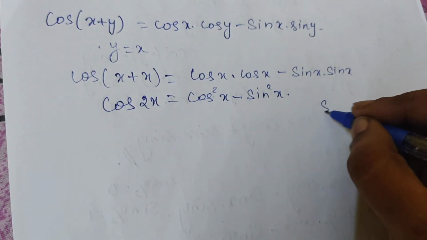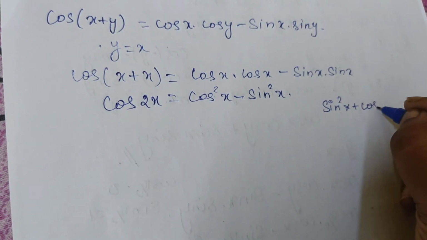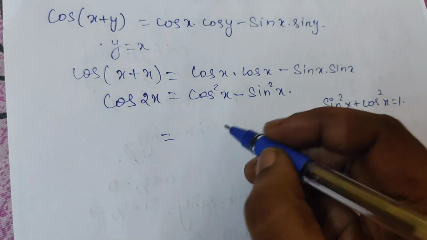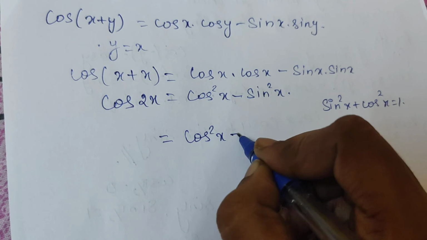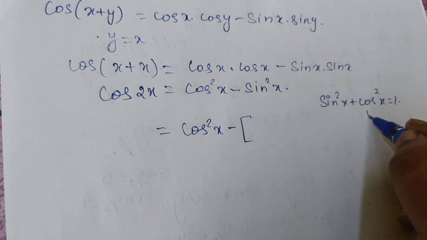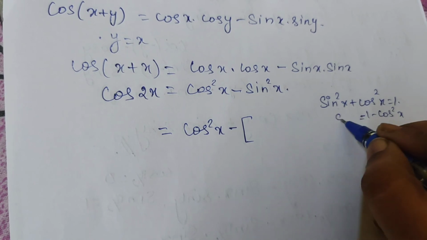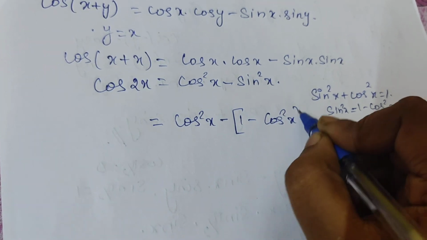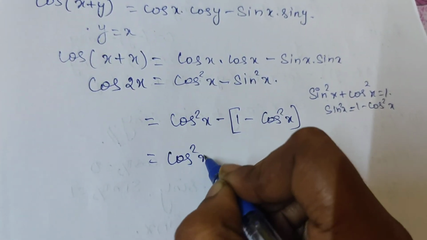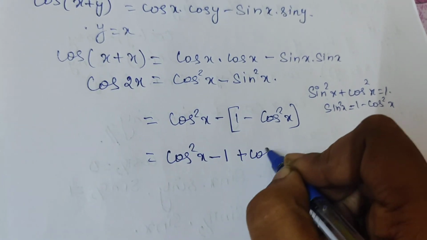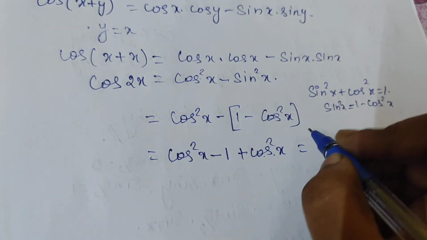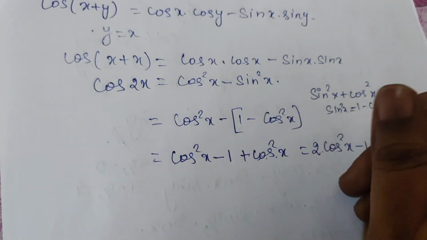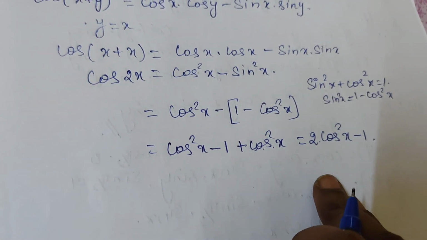Now we know the identity sin square x plus cos square x is equal to 1. We can apply this identity to write this expression in another form. Sin square x can be written as 1 minus cos square x. So cos square x minus 1 plus cos square x. Since these two are like terms, we will get 2 cos square x minus 1. This is another form of writing cos 2x.